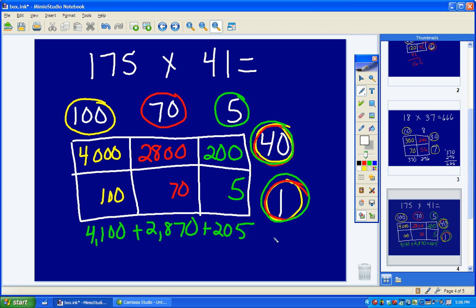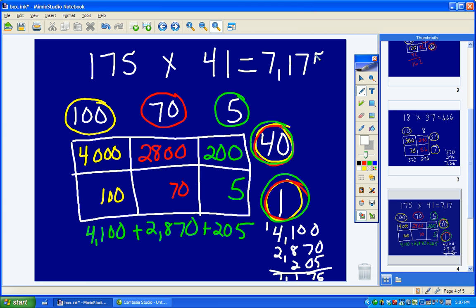So there's a little more steps involved using this process, but at least in this process you can see all of the place values. Okay, so I have 5, 7, there's 11, regroup, and 7. So my product is 7,175. And that is the box method.